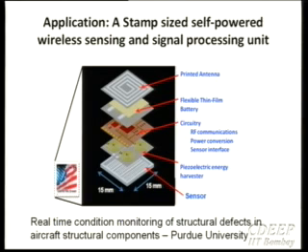Another application is this interesting work going on at Purdue, a joint work between several faculty, in which a stamp-sized self-powered wireless sensing and signal processing unit is being developed. The idea is real-time condition monitoring of structural defects in aircraft components. The interesting thing to note is that on flexible substrates you have sensors to detect cracks, and on top of that there's an energy harvesting layer. Remember, in an aircraft body there's a good amount of vibration, so vibration is used for this, and then of course RF communication between different layers.